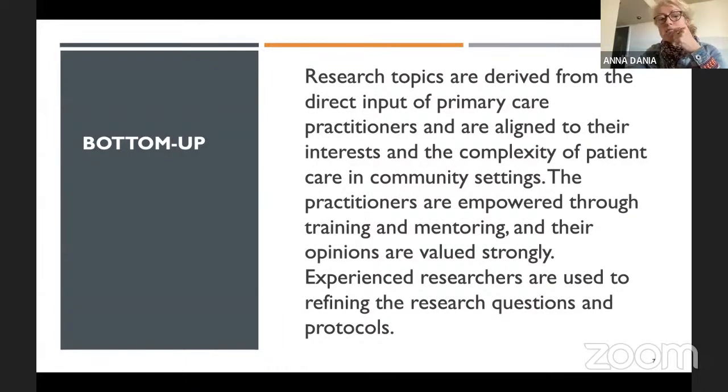And the practitioners in this bottom-up research prioritization are empowered through training and mentoring from the experienced researchers or academics, and the opinions in this case are valued strongly. That means they are the propeller of this research. And the experienced researchers are used mainly to refine the research questions and protocols, and not to impact strongly what will be the research.